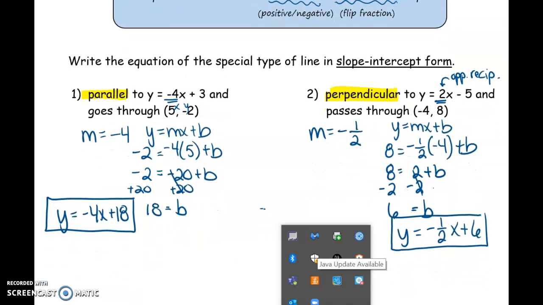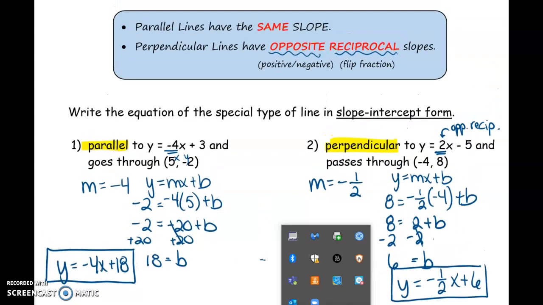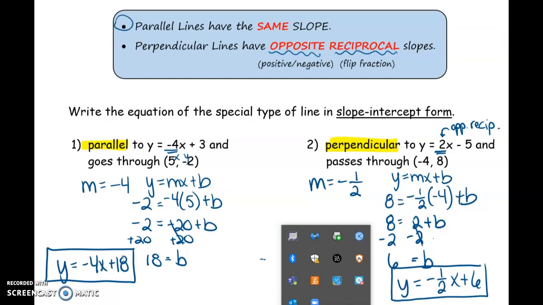Right? So that's our review of, again, parallel and perpendicular. Key features you need are just those 2 bullet points: parallel lines, same slope; perpendicular lines, opposite reciprocal. So hopefully you'll be able to complete your practice work after watching this review video.